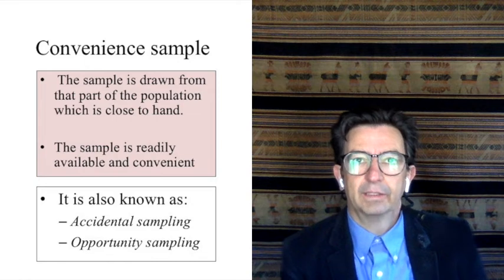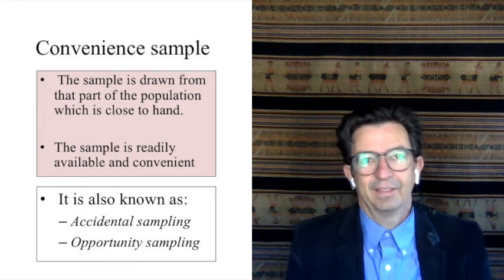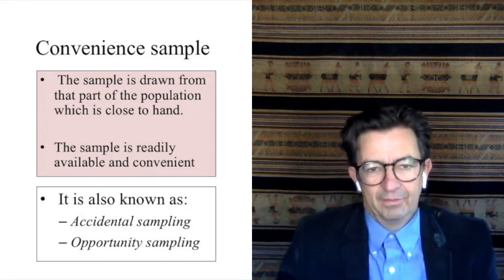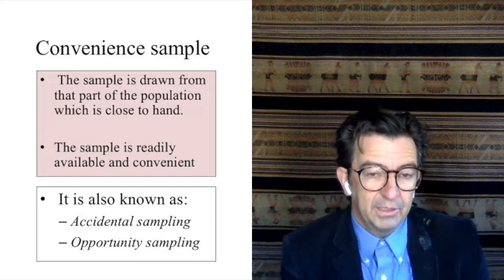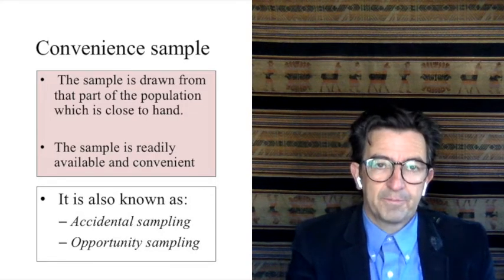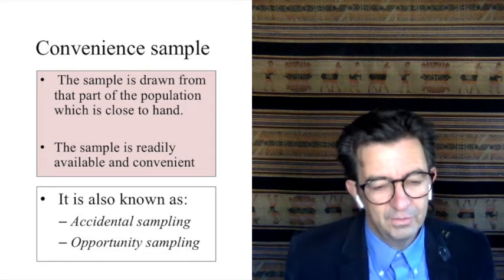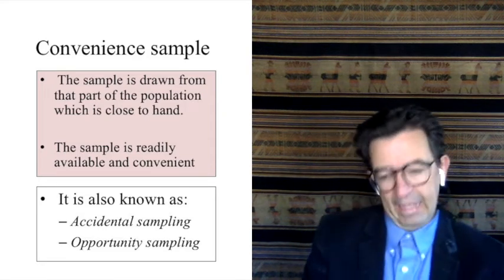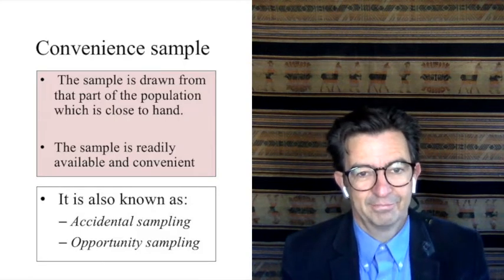And this is the one that is mostly used when non-probability sampling is employed. A convenience sample is one that is drawn from a part of the population which is close to hand. It is convenient, it's readily available right there. So it's also known as accidental sampling or opportunity sampling. So for example, if I wanted to do a survey of CHHS students, I will just survey this class because it's convenient, right?